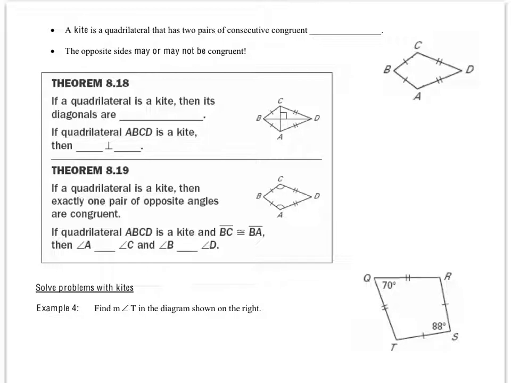Our last shape that we're going to talk about is the kite. A kite is a quadrilateral that has two pairs of consecutive congruent sides. It says the opposite sides may or may not be congruent. Now, one thing I want to point out, here's my opposite sides. If these two were congruent, we would have a rhombus instead of a kite. So we're mostly not going to talk about our opposite sides being congruent because then we would talk about it being a rhombus.